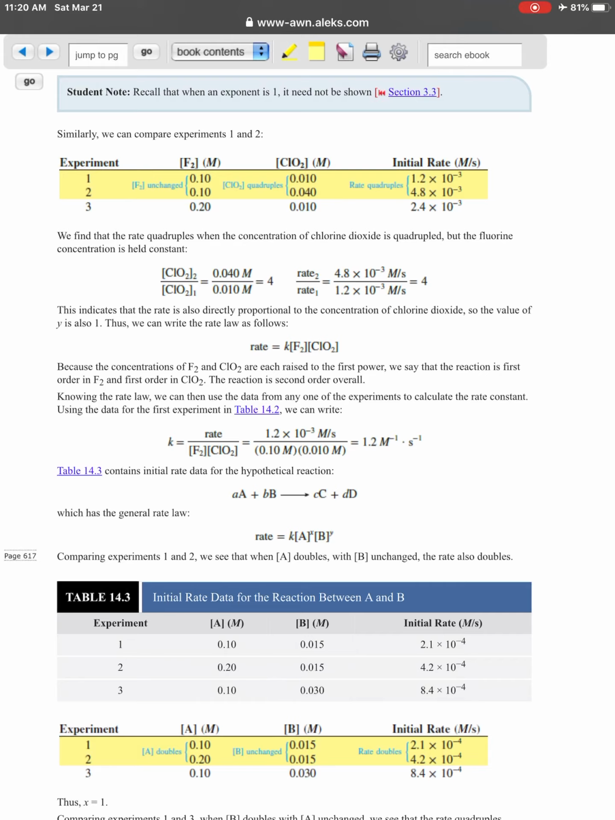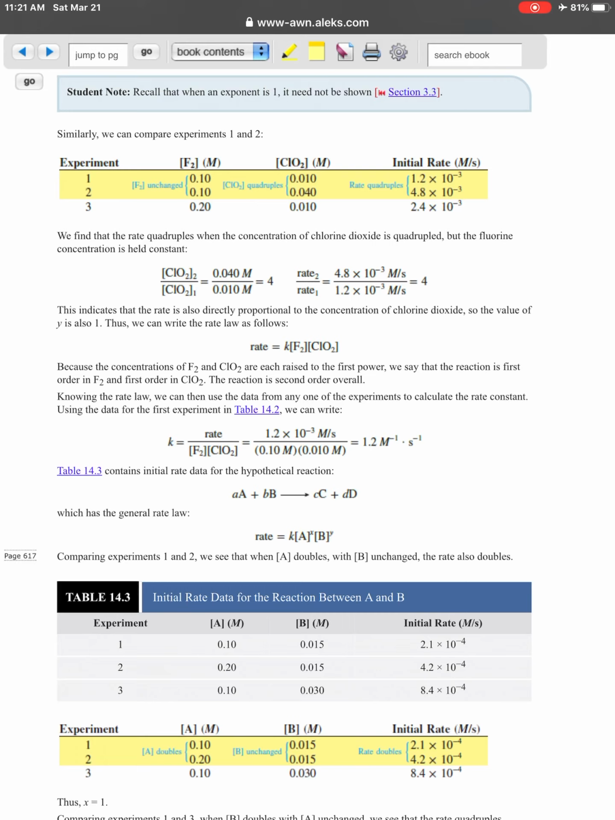Thus, we can write the rate law as follows. Rate equals K times the concentration of F2 times the concentration of ClO2. Because the concentrations of F2 and ClO2 are each raised to the first power, we say that the reaction is first order in F2 and first order in ClO2. The reaction is second order overall. 1 plus 1 is 2, right? So if x is 1 and y is 1, 1 plus 1 is 2, second order overall.